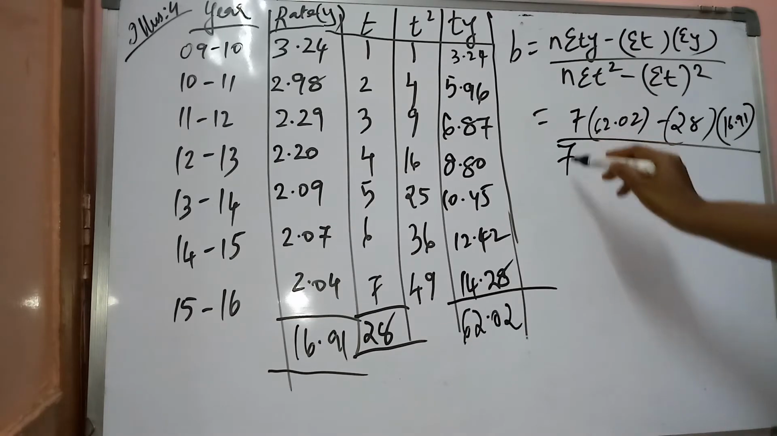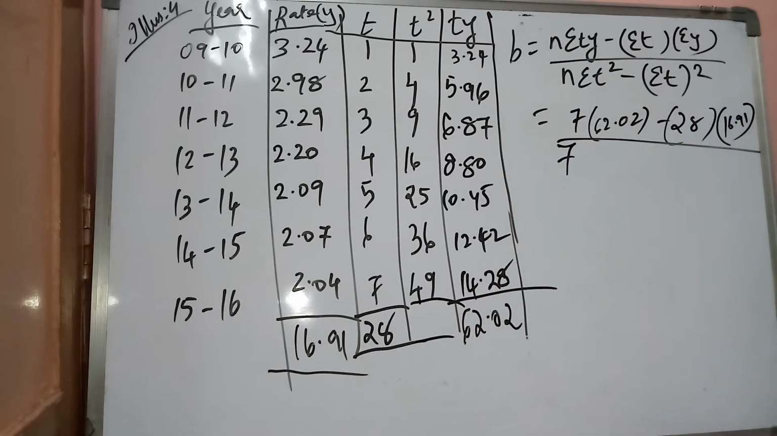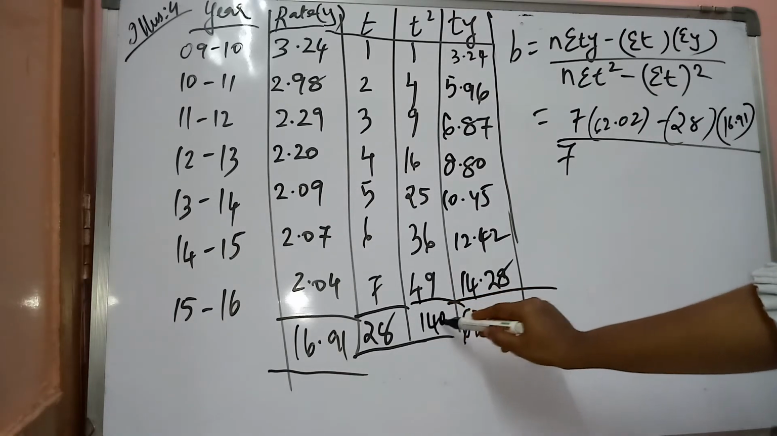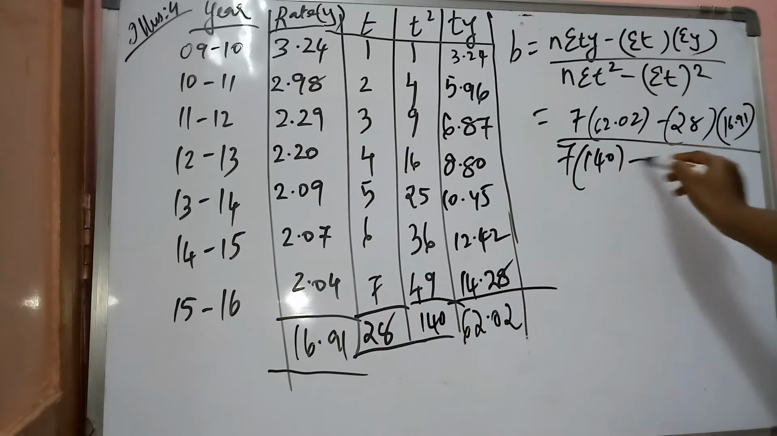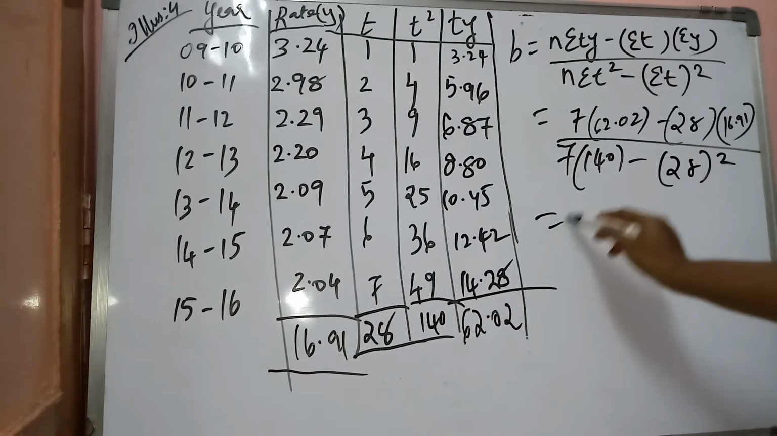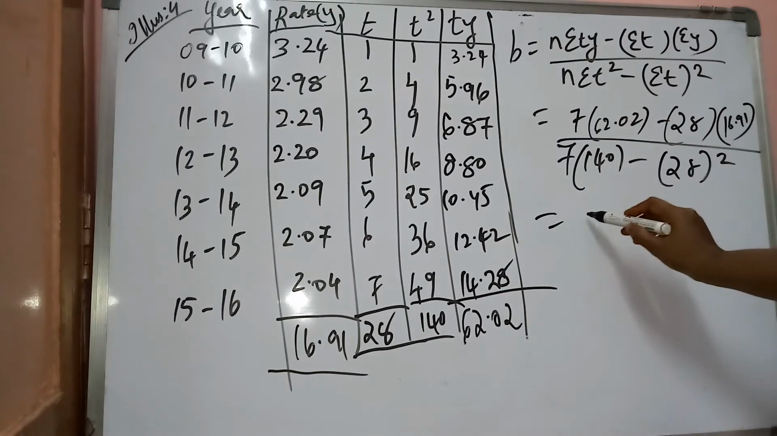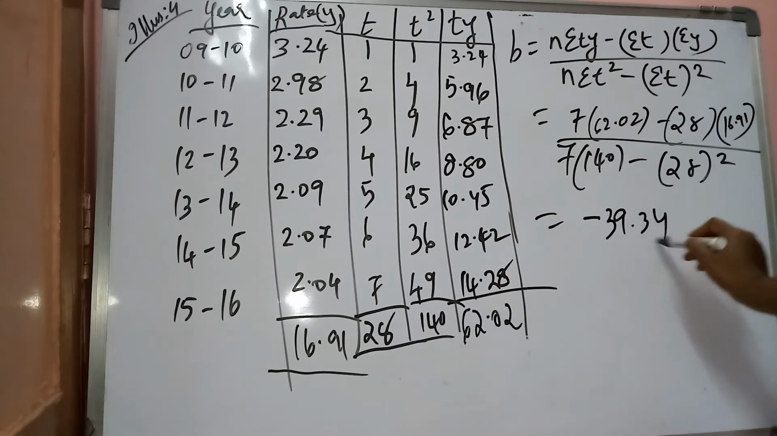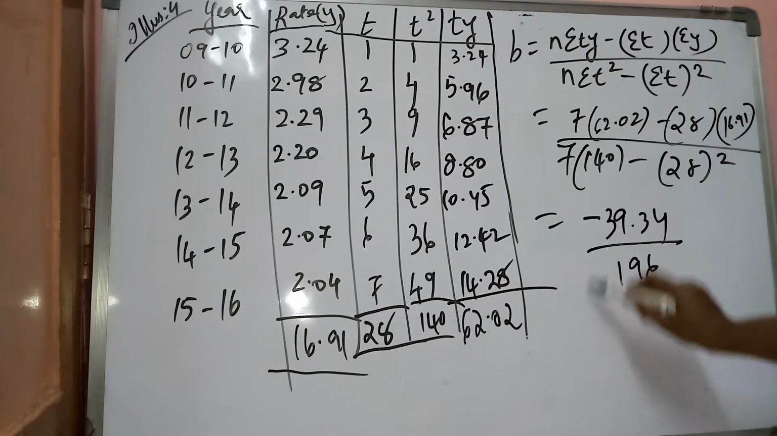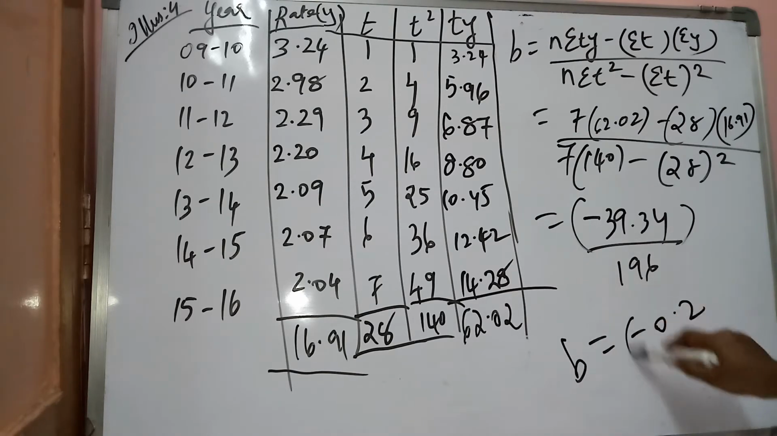Divide by n into sigma t square. What is t square? Find the total of this. So the total of t square is 140. So multiply by 140 minus sigma t the whole square, that is 28 the whole square. Now take out your calculators and solve it. So after solving, the answer is like this: minus 39.34 divided by 196. By dividing, you get b is equal to minus 0.2. Like this, it would be your answer.